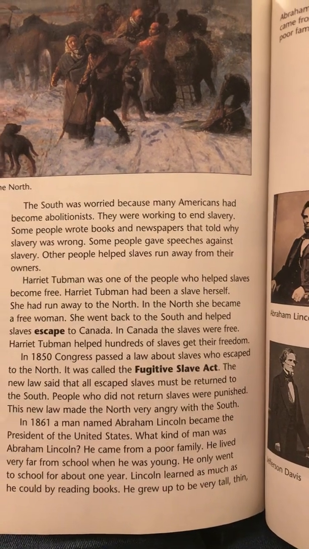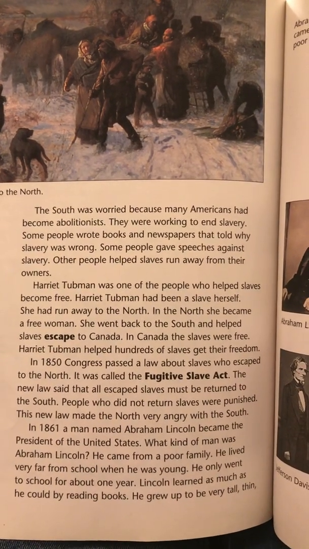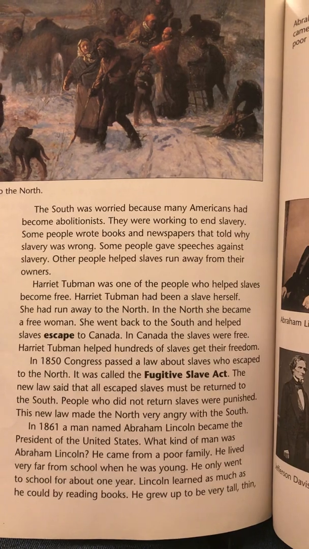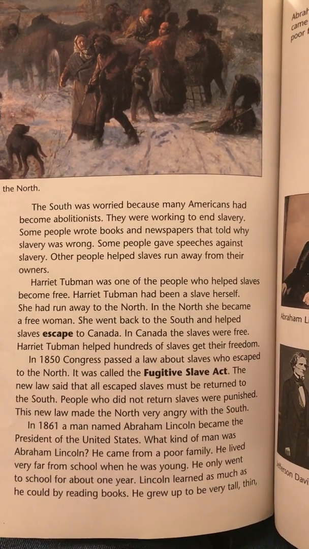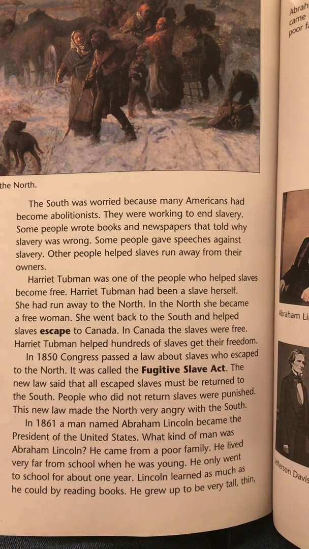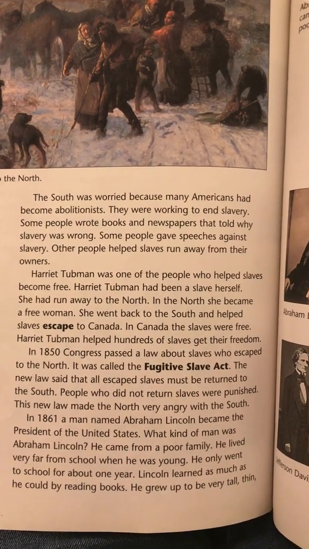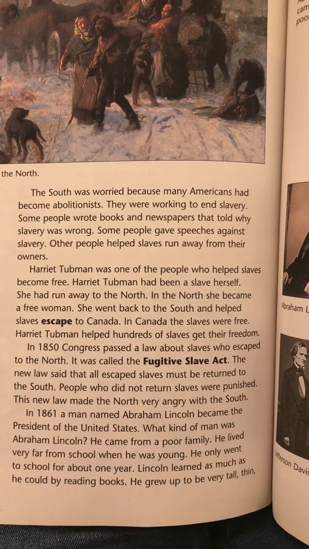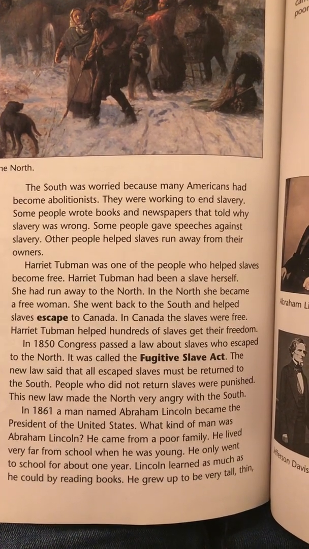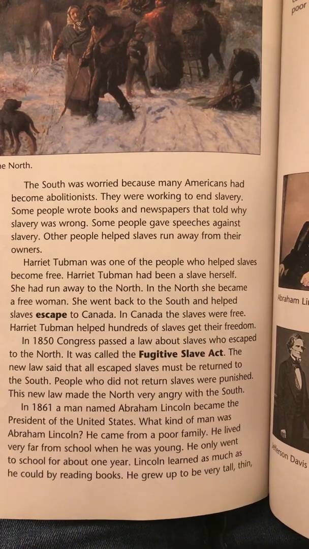In 1850, Congress passed a law about slaves who escaped to the North. It was called the Fugitive Slave Act. The new law said that all escaped slaves must be returned to the South. People who did not return slaves were punished. This new law made the North very angry with the South.